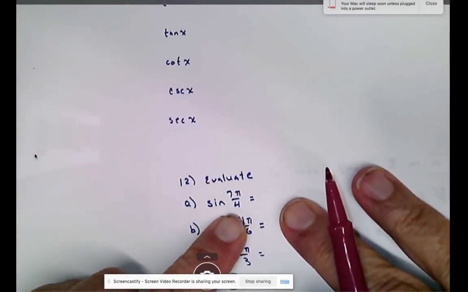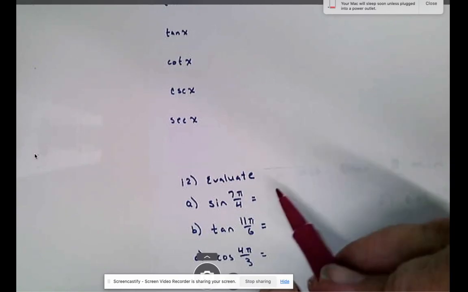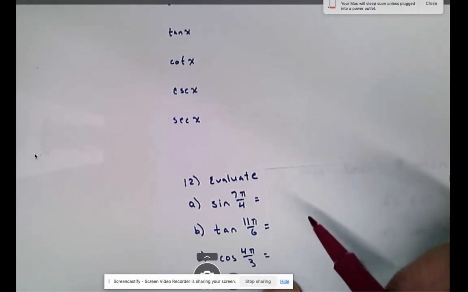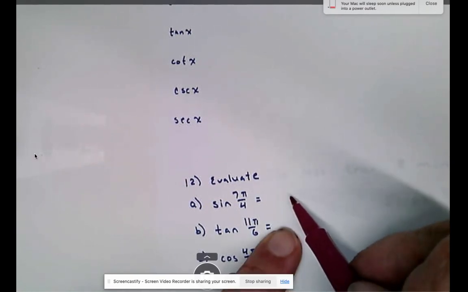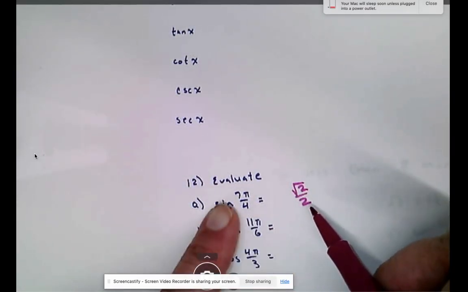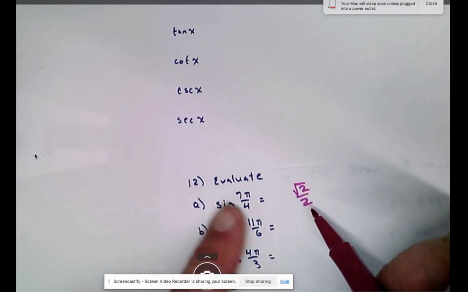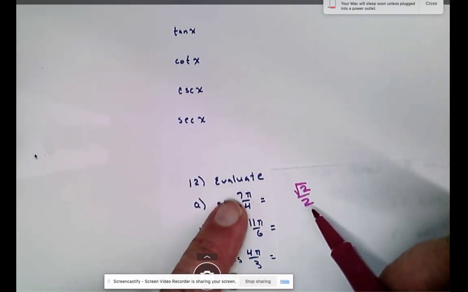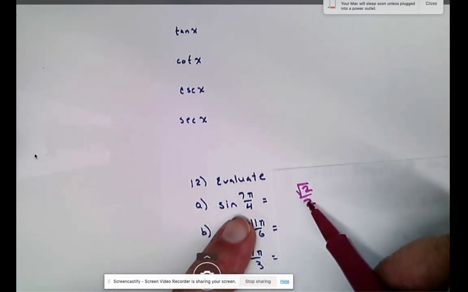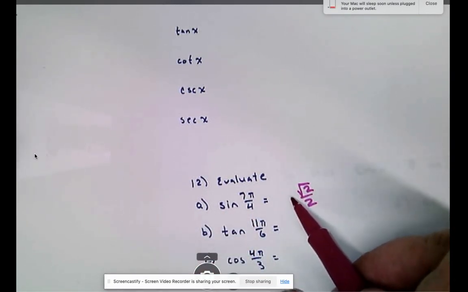So when I see sine of 7 pi over 4, I know that any pi over 4, whether it's pi over 4, 3 pi over 4, 5 pi over 4, or 7 pi over 4, is going to be root 2 over 2 for sine and cosine. Then I start to think of my quadrants. What quadrant is that? Well, it's almost twice as much, so that's going to be quadrant 4, and sine is negative there.